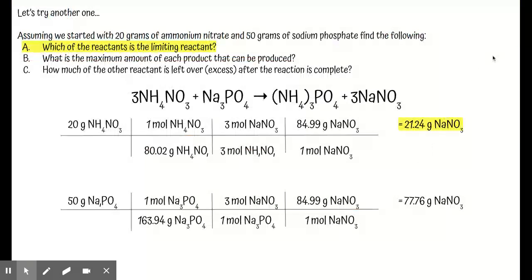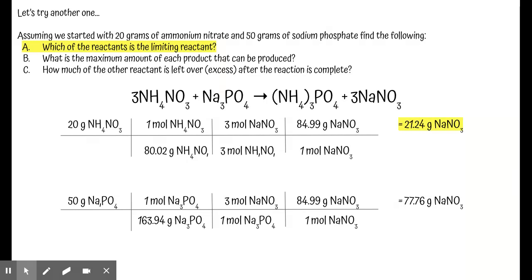Okay, so here's another example. This one will be more similar to your practice problems and anything that we're going to do in a lab. So assuming we start with 20 grams of ammonium nitrate and 50 grams of sodium phosphate, you'll need to find the following. Which of the reactants is a limiting reactant? What is the maximum amount of each product that can be produced? And how much of the other reactant is left over after the reaction is complete?